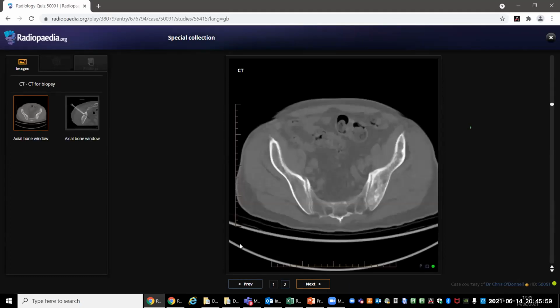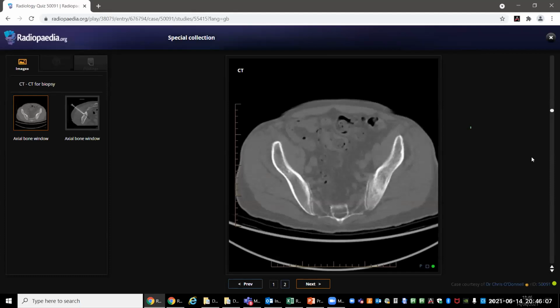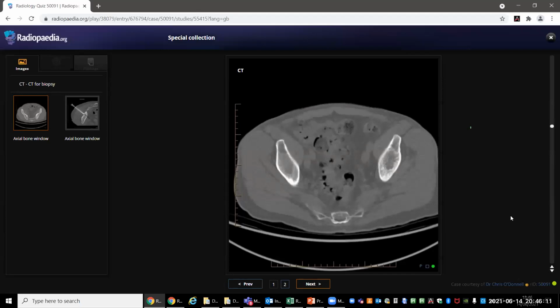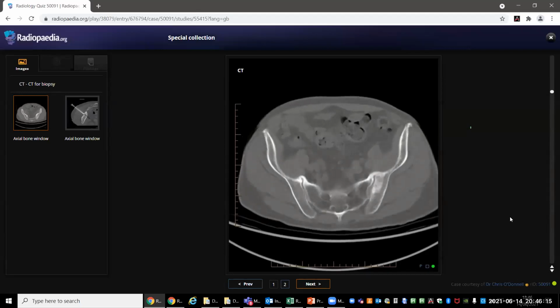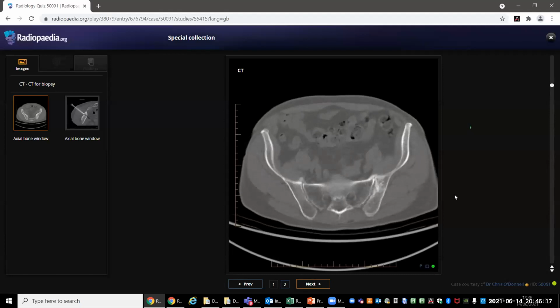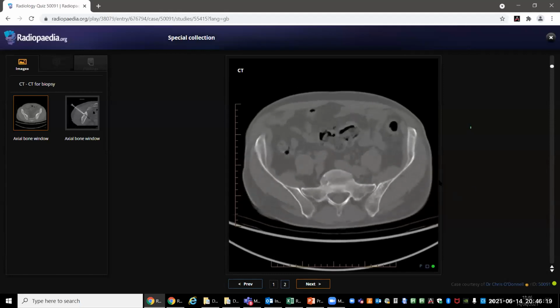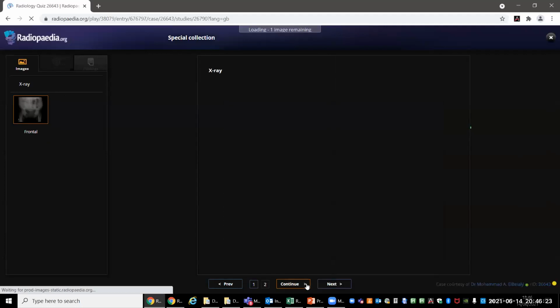What do you think now? Yes, so I can see that when I compare the right and the left iliac bones, the left iliac bone definitely demonstrates a permeative mottled appearance, and hence with a history of prostate cancer, I would be suspicious for metastatic deposit involving the left iliac bone. And an interventional radiologist should be called in for a biopsy.